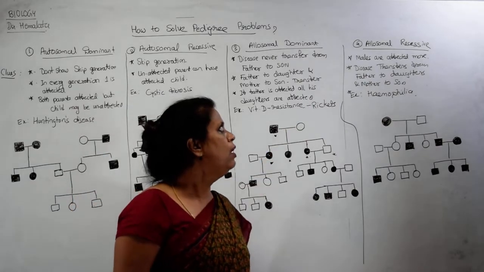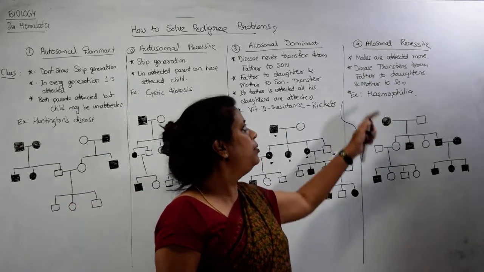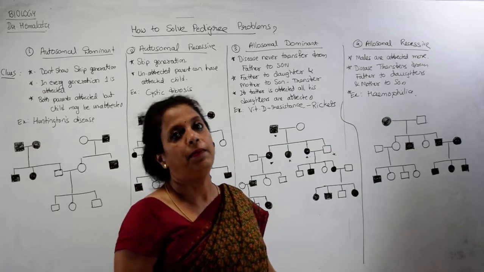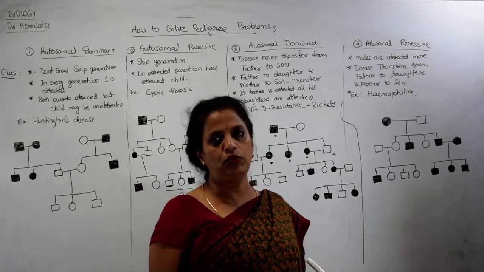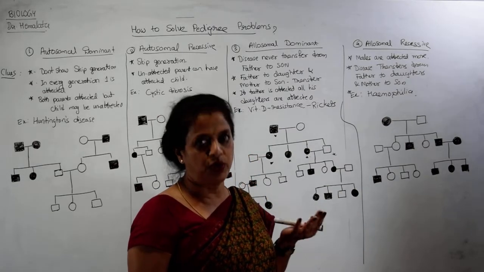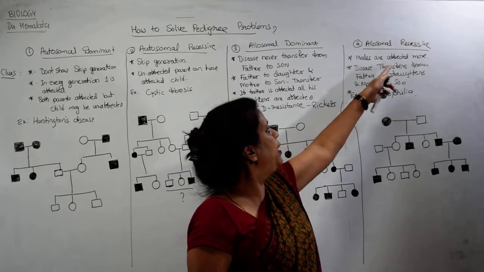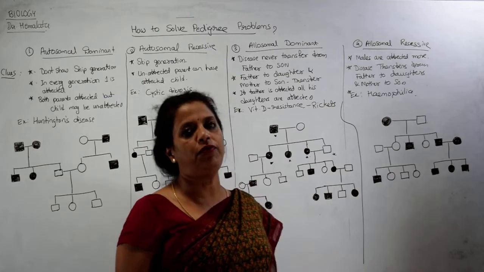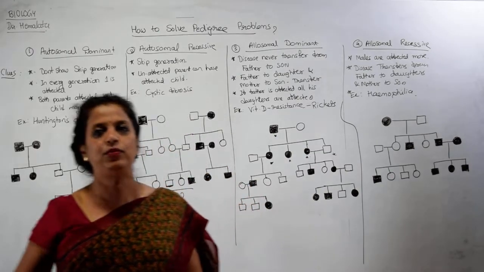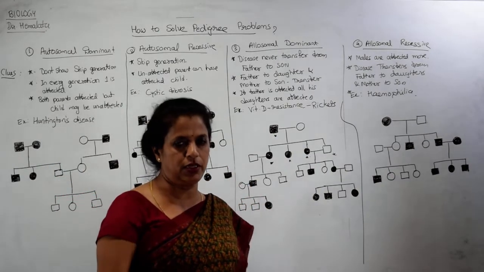Last one you know already, allosomal recessive disease. That means it is allosomal, means sex chromosome, sex-linked inheritance. It's showing skip generation inheritance. And in this allosomal, males are affected normally. Probability for getting the disease is more in males. Already we had discussed earlier about this.